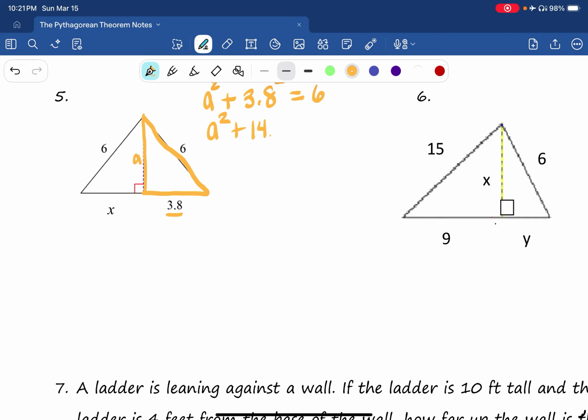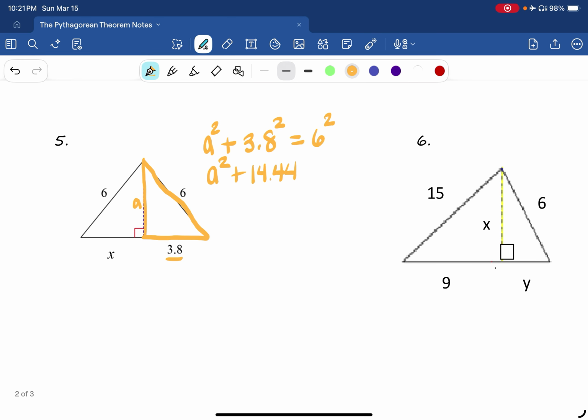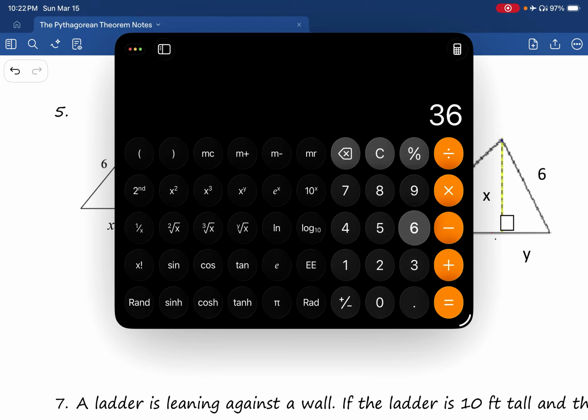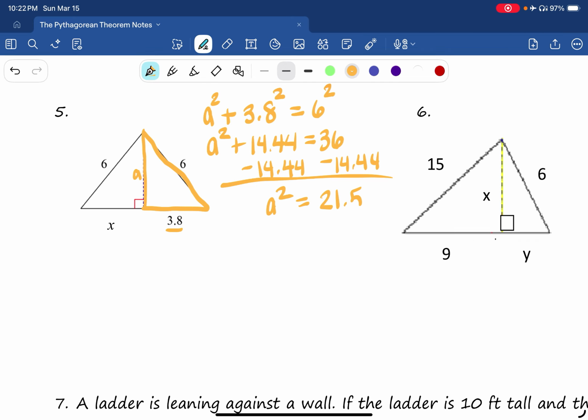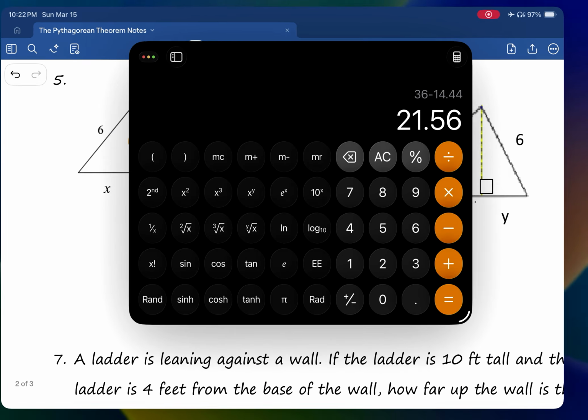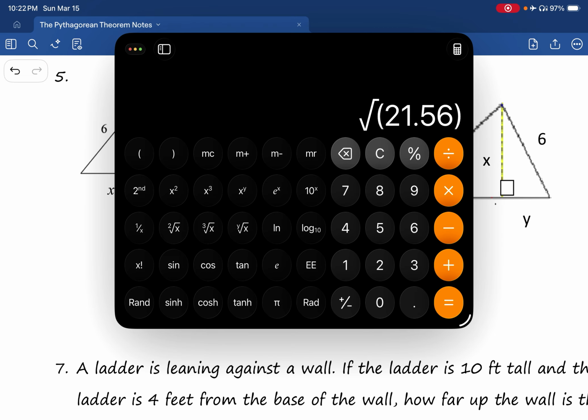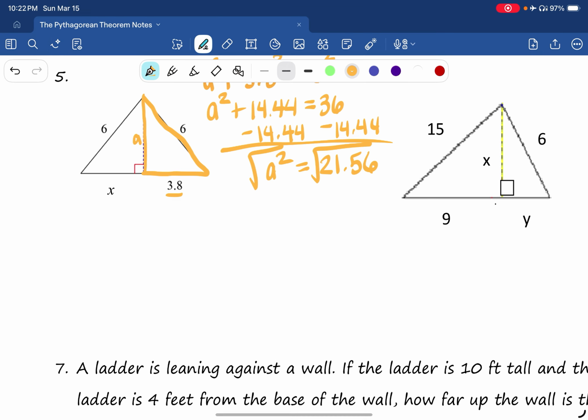So 14.44 equals 6 squared is 36. And now we'll subtract the 14.44 from both sides. Okay, so a squared equals, bring our calculator back up. So we got 36 minus 14.44, and now we'll get 21.56, and then we'll square root that. So square root both sides, and 21.56, square root it, is 4.6 is what we get here.